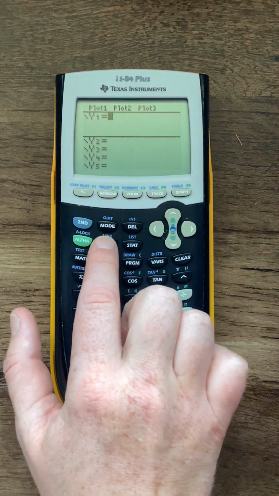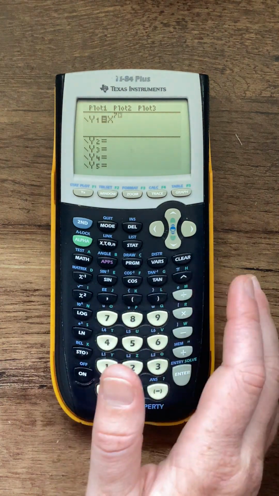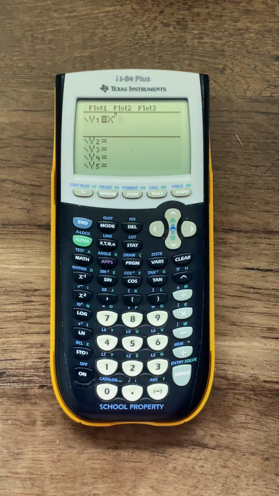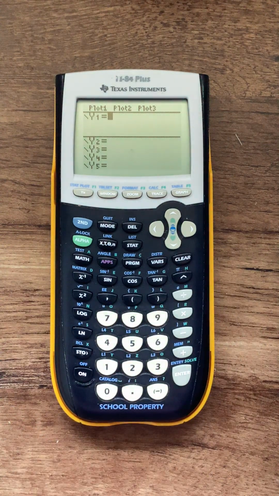Just remember, you hit the x, you hit the little caret, you type in your power, let's say it's 7, and then you use the forward button to get out. Nice and easy. Okay.